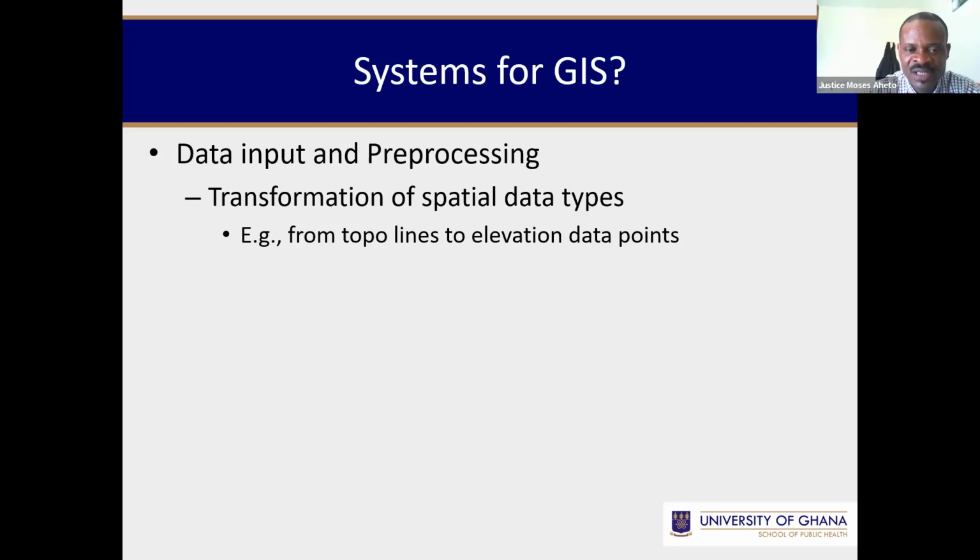that you have. For instance, it could be topo lines. You want to transform topo lines to elevation data points, or maybe you want to transform lattice data, which is a continuous spatial surface data, into point data or something. These are all things one needs to understand so that you will be able to apply the technique appropriately, and then we'll be looking at some of them.